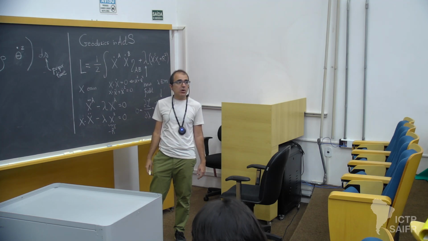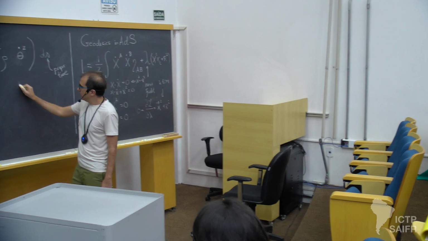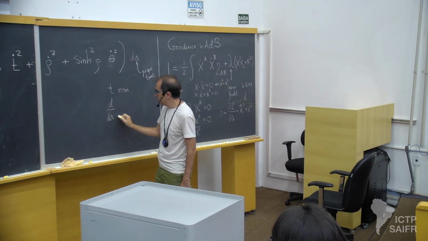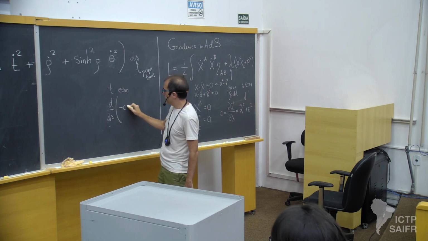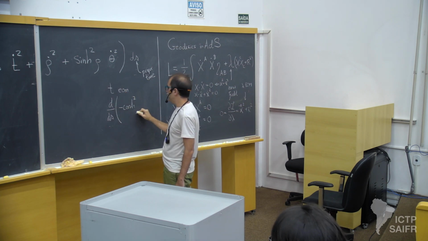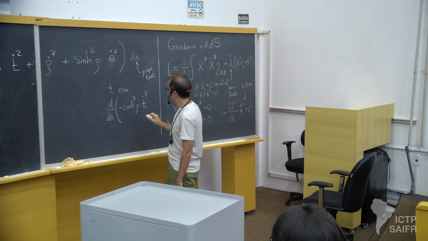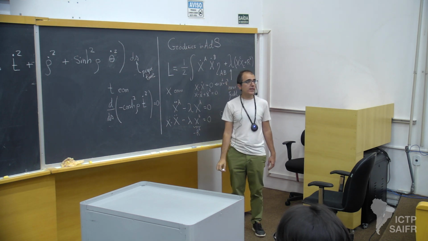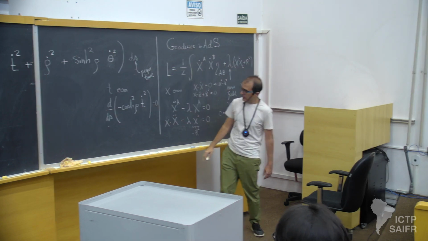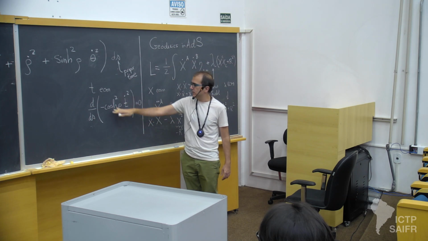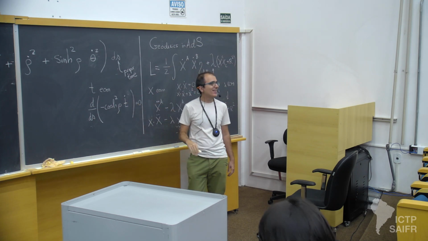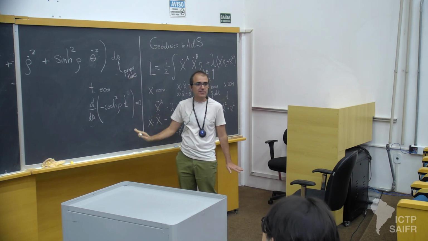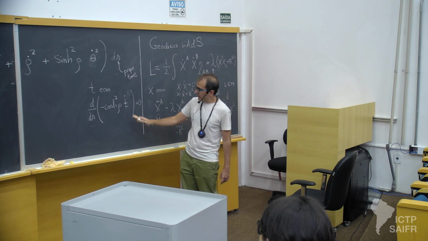Now we could write the equations of motion. Let me write one equation of motion, the t equation of motion. It says that d/ds of the derivative of the action, which is minus cosh square of rho times t dot, is equal to 0. Do you agree? The derivative with respect to t dot gives this, without the square. And derivative with respect to t, there's no t explicitly, only t dot, so it's just this. So this is the equation of motion.